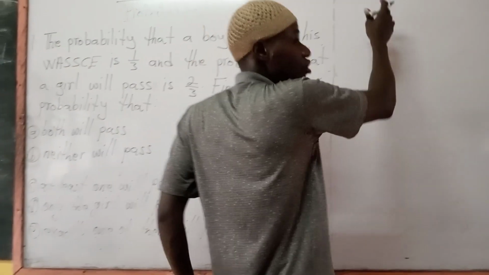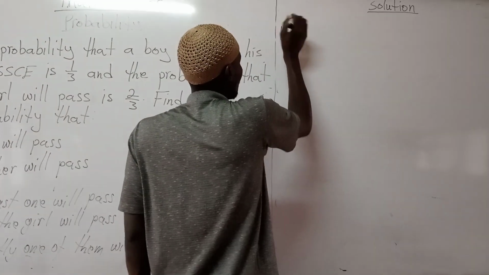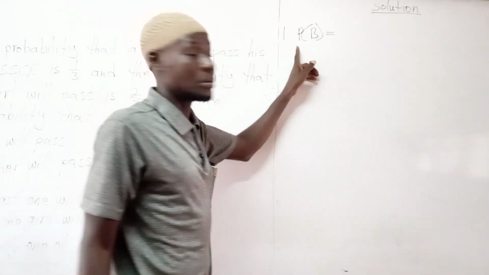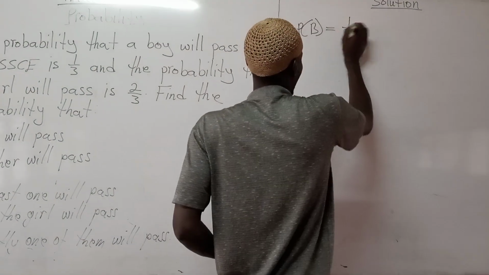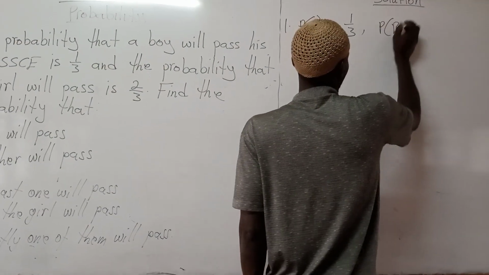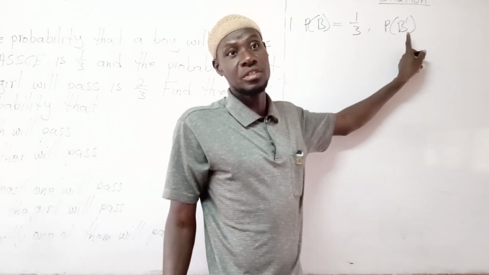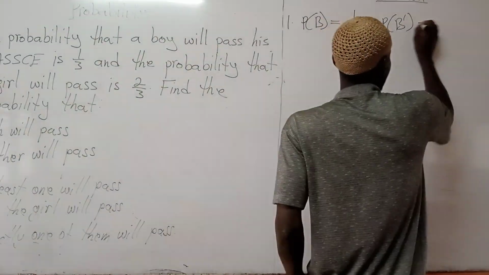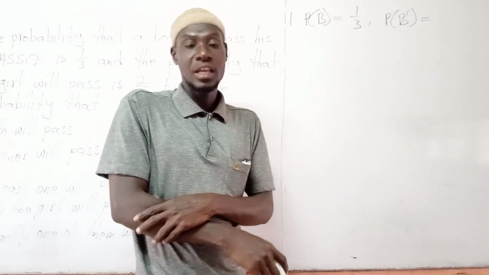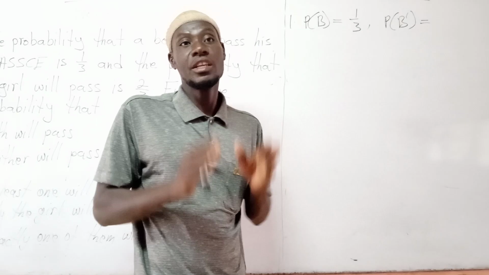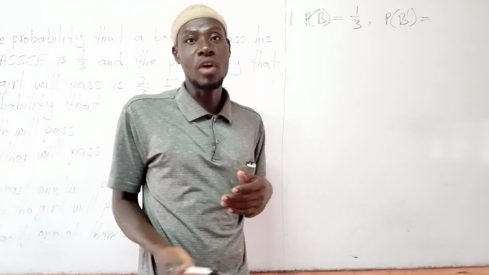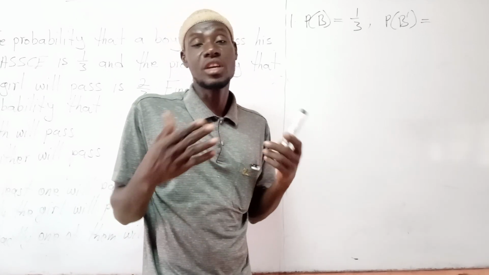So solution. The probability that the boy will pass, let's represent it with capital B, is given in the question as 1 divided by 3. And so we find the probability that the boy will not pass, let's represent it with B prime. To find that, we learned previously that the sum of the probability that an event will occur and the probability that the event will not occur is 1. So if you are given the probability that one of these will occur and you want to find the other one, it's a matter of making the one that is not given the subject.